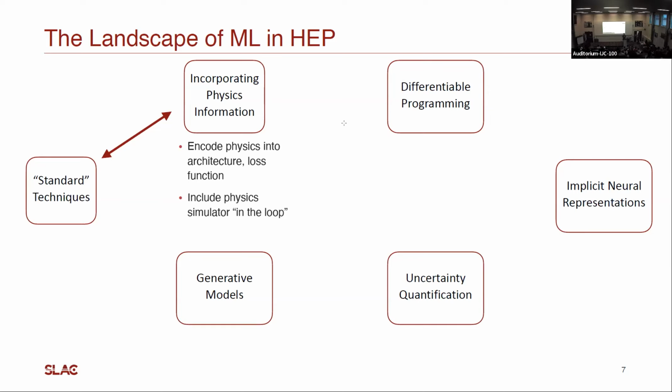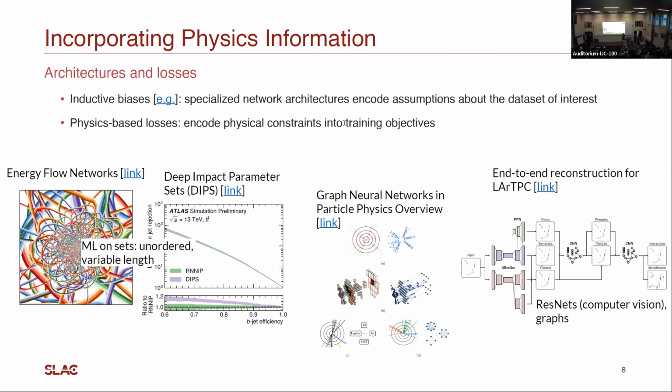So one is, how do we encode this into our architectures or losses? Then the other is this area of simulation-based inference, or including a physics simulator in our machine learning loop. And so on the architectures and losses side, the big buzzword to use here is inductive biases. There's this nice Deep Image Prior paper that I linked to there that does this for convolutional neural networks.